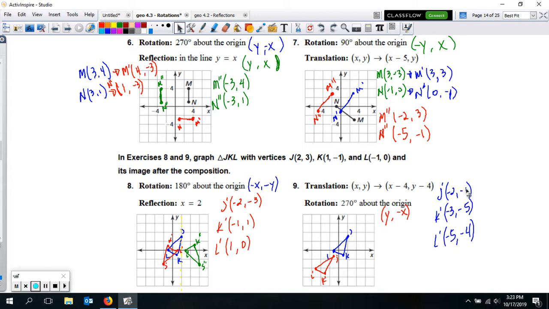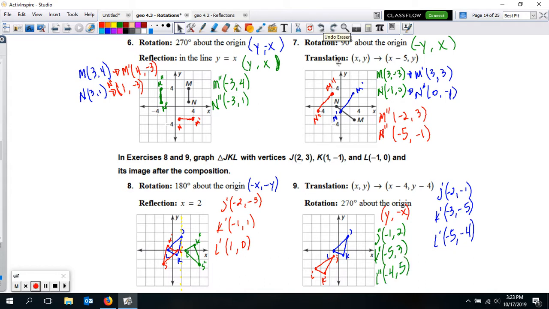So if you start with J here, -1 is going to go first, so you start with -1. -2 second, but it's going to turn to its opposite and become +2. So -1, +2 for that one. On the K prime one, negative 5 goes first, stays the same. Negative 3 becomes positive 3 second, so negative 5, positive 3. And here's negative 4 going first, but 5 is going to be second, but turning to its opposite. So negative 4, positive 5.